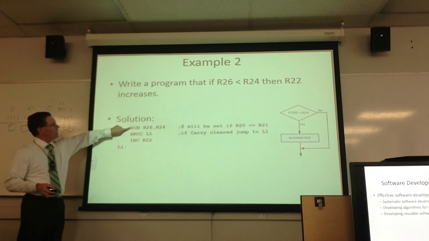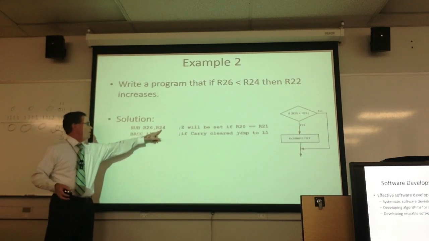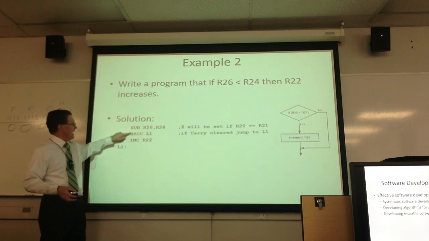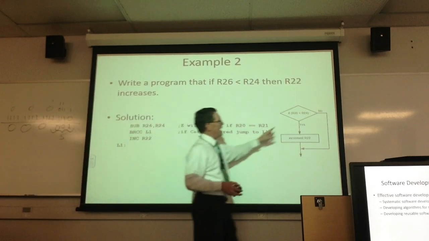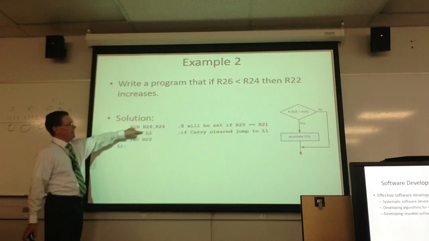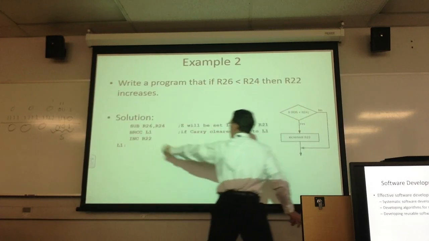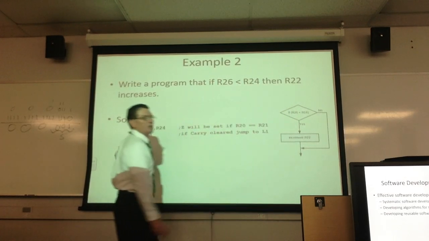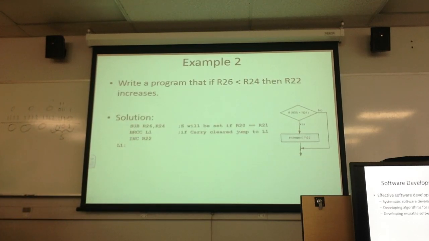So if I'm going to test if R26 is less than R24, I'm going to branch on carry clear to L1, which is going to bail out. In that case, it's not less, so I'm bailing around here. If it is true, and this is where I have to test it, the actual testing is done in here with a subtraction and then using one of my conditional operators: branch on carry clear, branch on carry set, whatever.